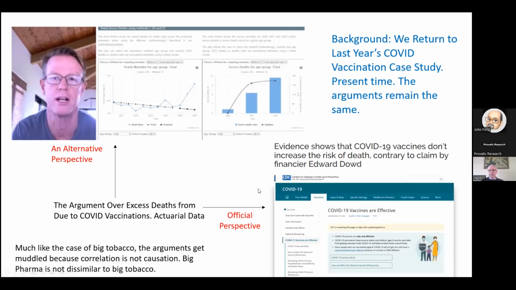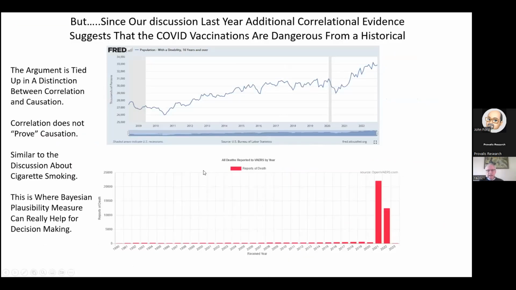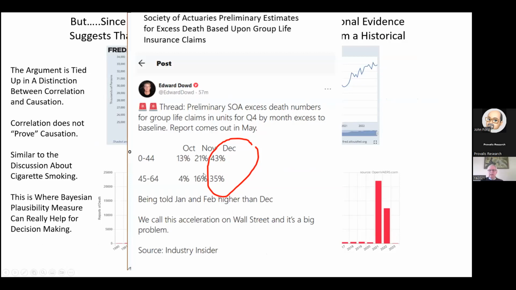So here's the CDC saying, all right, it's pretty much solid, you can take it, it's not a problem. This is fairly recent. And then you've got other people saying, look, there's excess deaths going on here. You've got the Federal Reserve showing the increase in disabilities. You've got the VAERS database talking about deaths, and excess deaths from insurance companies. So again, am I taking a side? No, I'm not. I'm saying that each side has a probability greater than zero. You need to look at all sides of something.